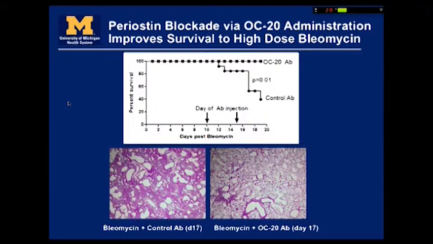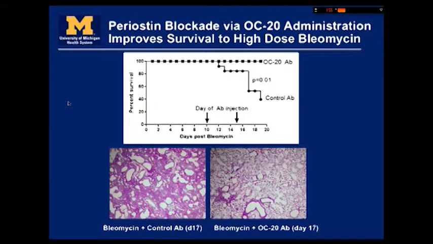You can see here that if the animals received bleomycin, and this was a high dose, with control antibody, they started to die during this 12 to 19 days after induction of bleomycin. But if they were treated with OC20, they were significantly protected, and the histology was really impressively different.